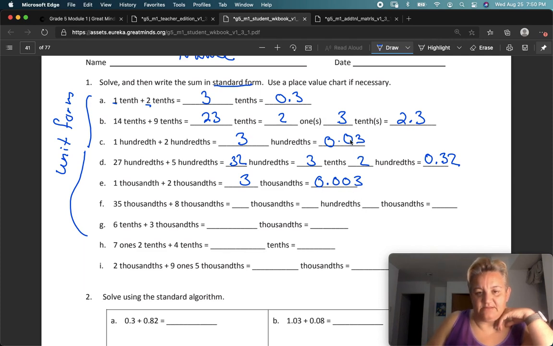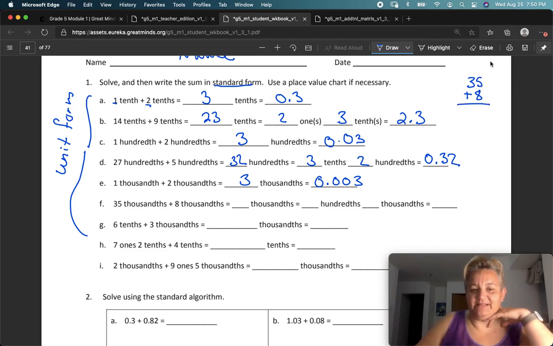These place values. Next, 35,000ths plus 8,000ths, just in case your adding is not up to snuff. That's a very old phrase, up to snuff. I'm not even sure what it means.